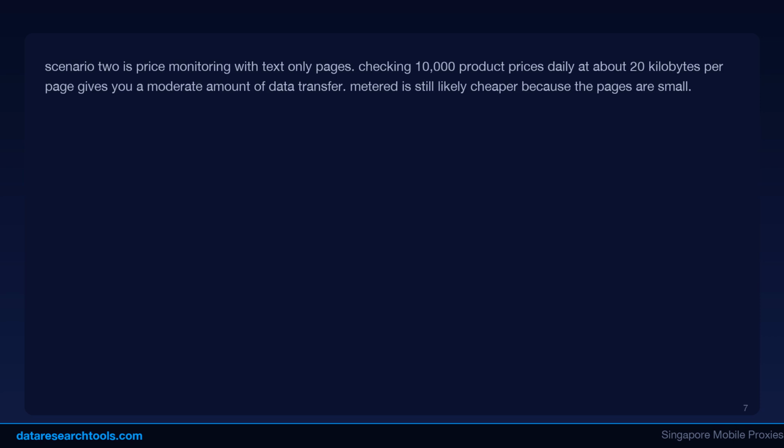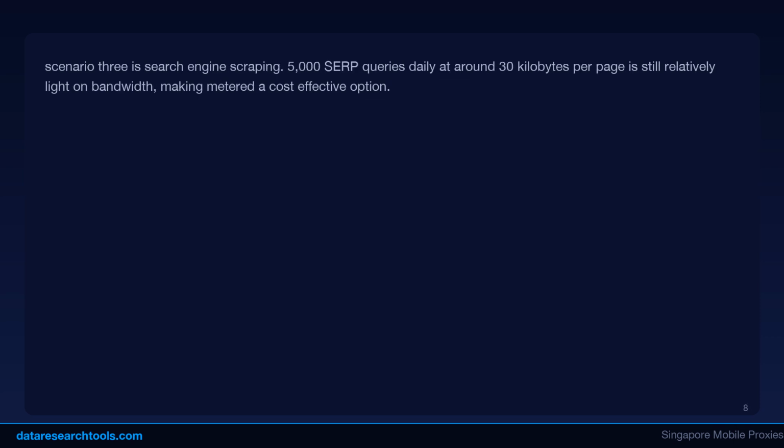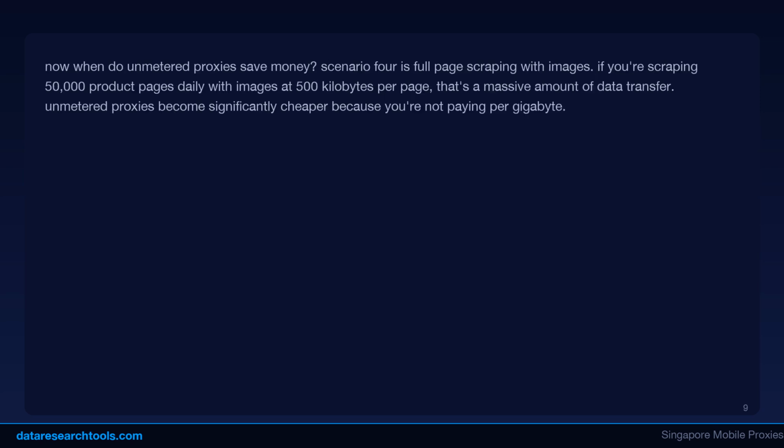Scenario 2 is price monitoring with text-only pages. Checking 10,000 product prices daily at about 20 kilobytes per page gives you a moderate amount of data transfer. Metered is still likely cheaper because the pages are small. Scenario 3 is search engine scraping. 5,000 SERP queries daily at around 30 kilobytes per page is still relatively light on bandwidth, making metered a cost-effective option.